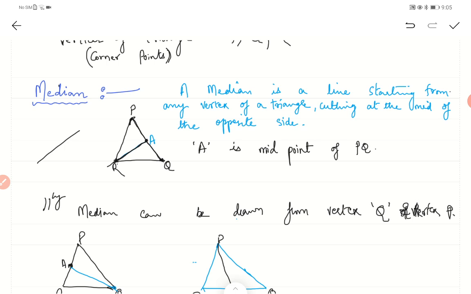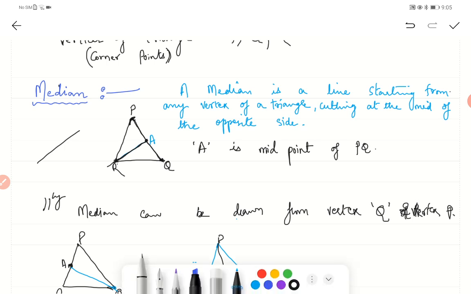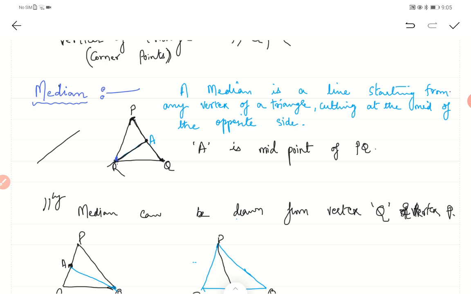It can be any vertex of a triangle, and whenever it is passing from any vertex of a triangle to the opposite side, and it is cutting the opposite side at the midpoint, this PQ midpoint is A. So this line RA is coming from the vertex R, and it is cutting at the mid of PQ. So I will say my RA is a median.